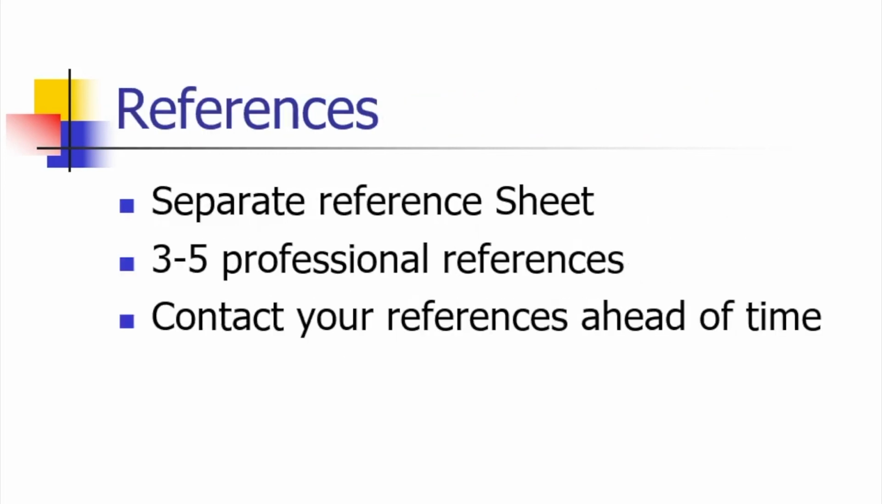You should always include references on a separate reference sheet. You're going to want to provide 3 to 5 professional references. Professional references are people who you work with or worked for. So it could be instructors, it could be coworkers, it could be supervisors, it could be club advisors, but you always want to contact your references ahead of time and make sure that they really want to be your reference, that they feel like they could provide specific enough information that would be helpful.